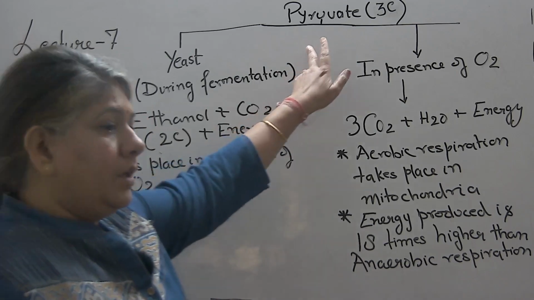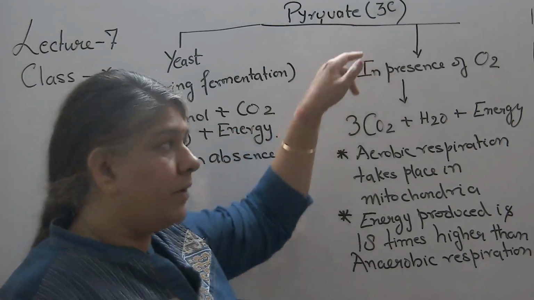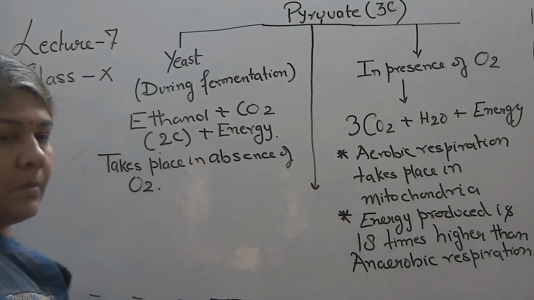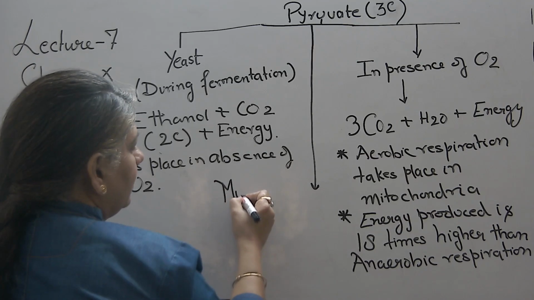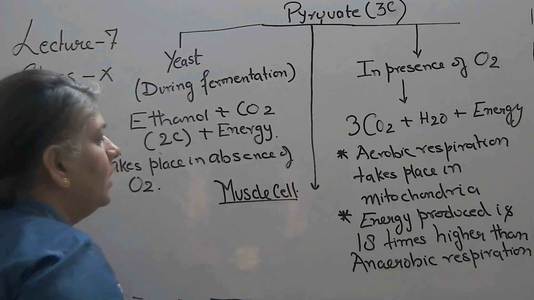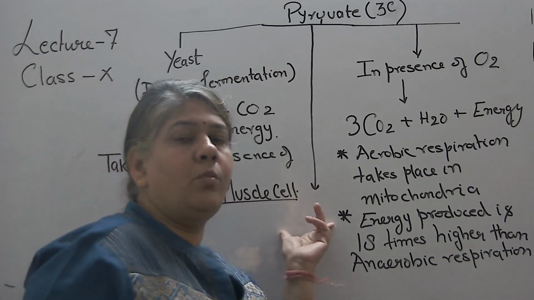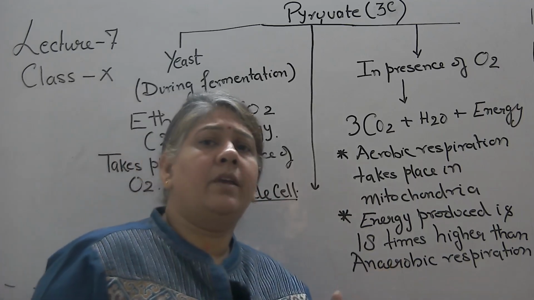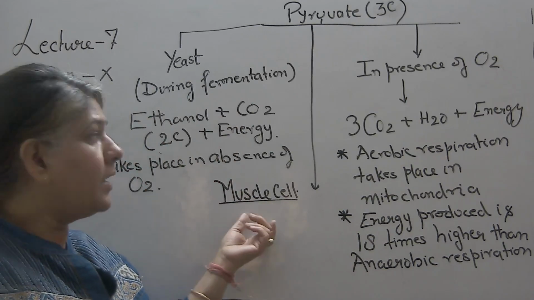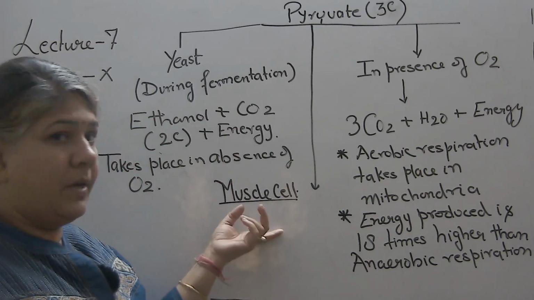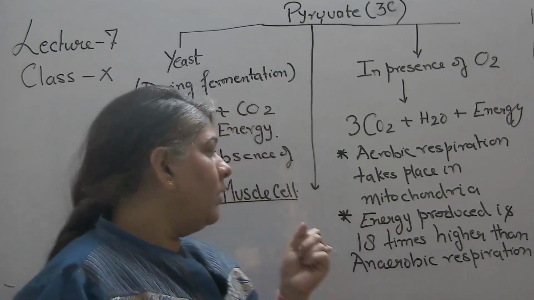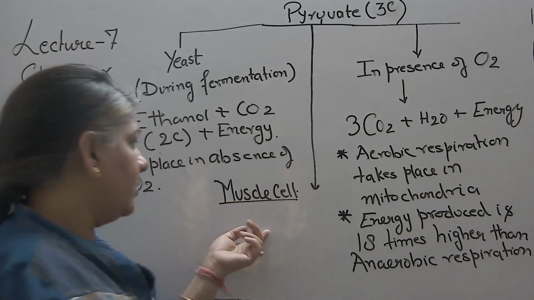Okay. See, in human beings also anaerobic respiration takes place, especially in the muscle cells. When our muscles are exerted too much, or during strenuous exercise or running, what happens? These muscle cells all start undergoing anaerobic respiration to fulfill the body's need. So here the respiration is anaerobic.